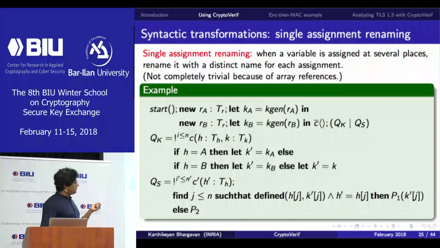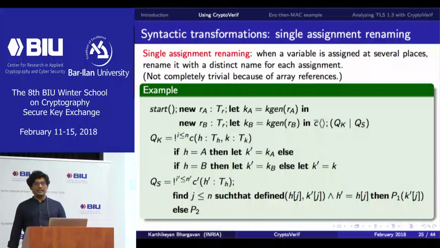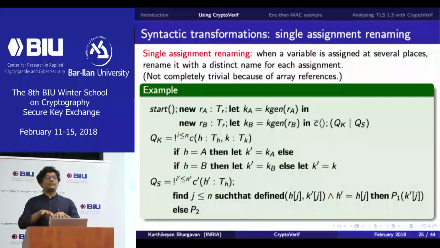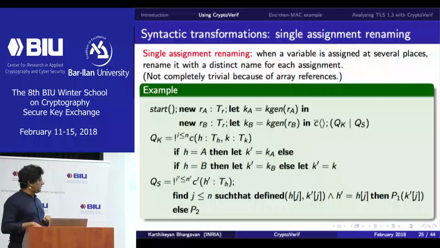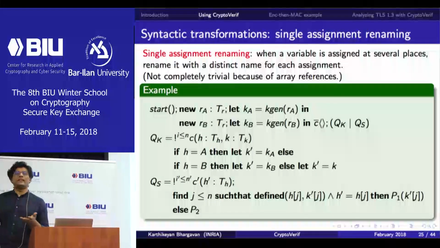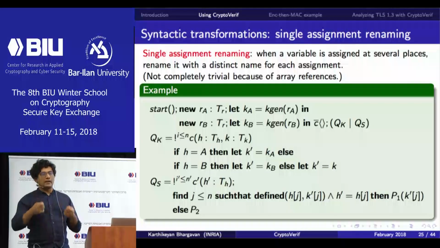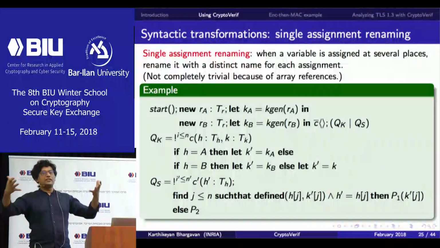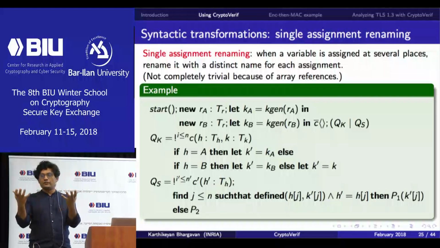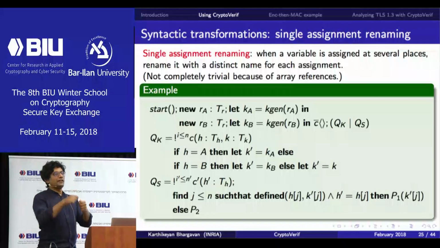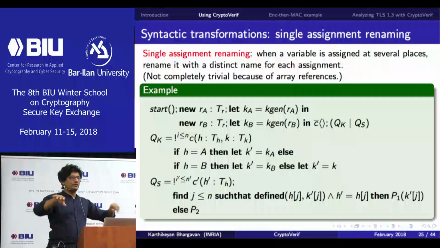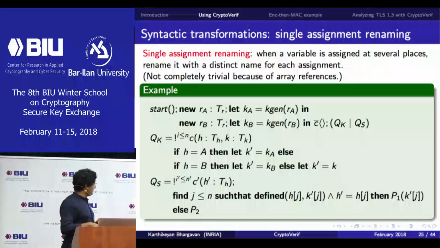The second kind of transformation is single assignment renaming, which means that if you have two variables with the same name, then you want to give them different names and distinguish all their use cases. This sometimes happens in source protocols where you accidentally use the same variable name for two different things, but that's not so common. What happens is that as you are applying your game transformations, they might introduce in your game two different variables which have the same name. And now you have to distinguish them by giving them different names. This is called single assignment renaming in CryptoVerif.